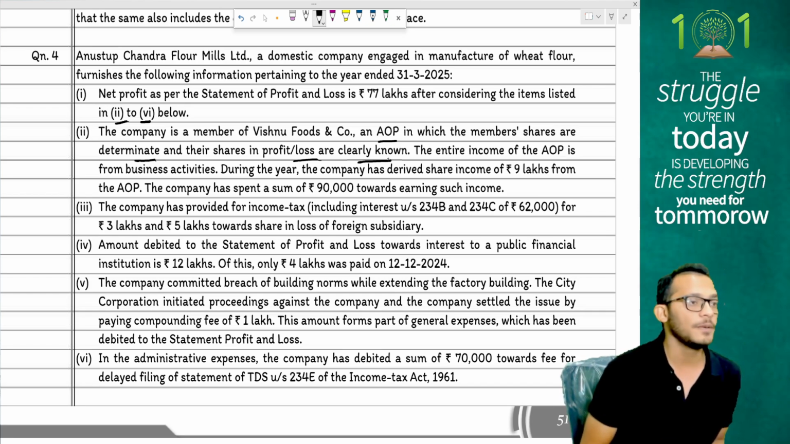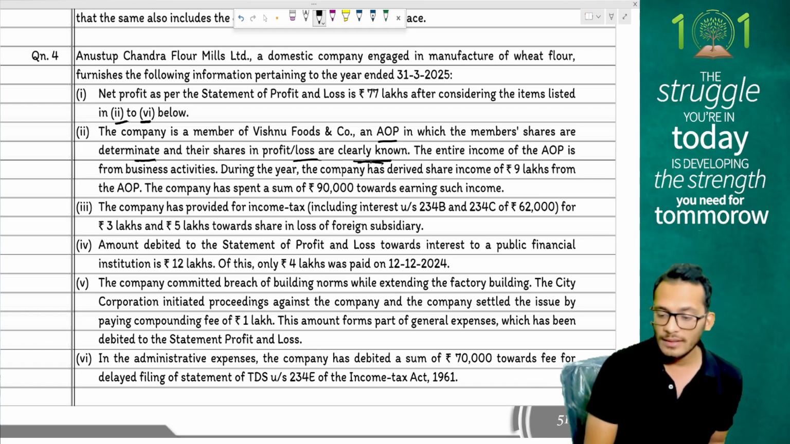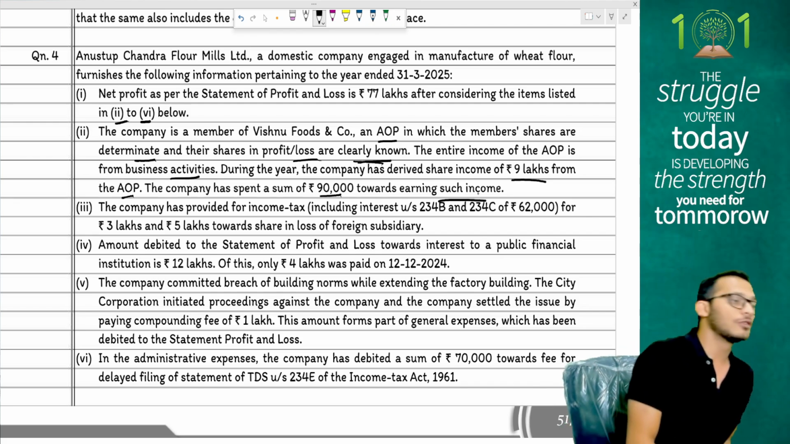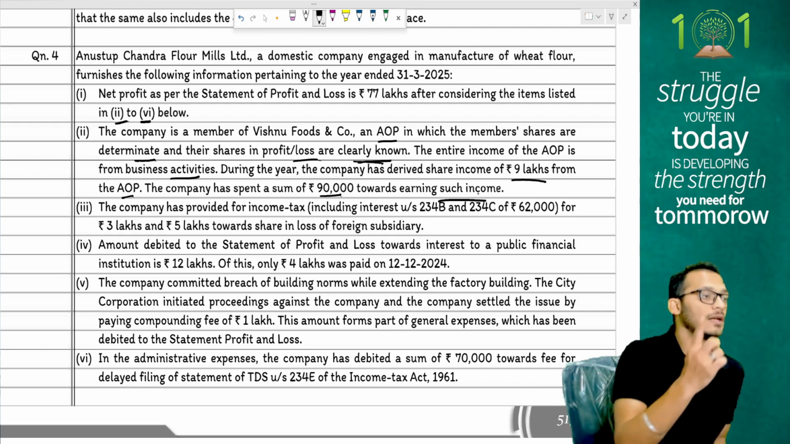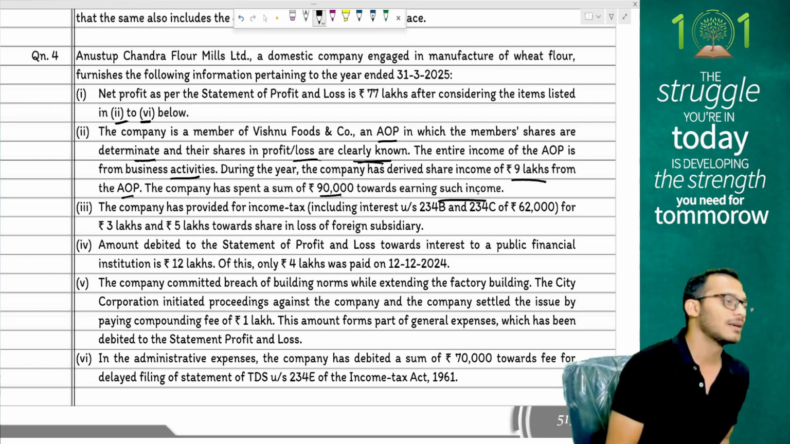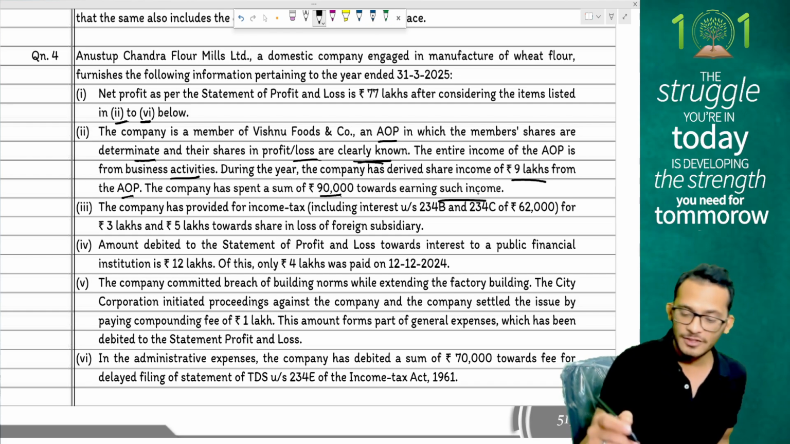People, I have a profit share from AOP. The AOP, they are coming and saying partners' shares are clearly known. The entire income of AOP is from business activities. During the year, the company has derived income of 9 lakh rupees from AOP. Company has spent 90,000 towards earning such income. Now, people, for those who remember, when it comes to AOP provisions, if the shares are known, you need to tell me whether all members are below basic exemption limit. Hey, you are a company, which means there is no basic exemption limit for you.